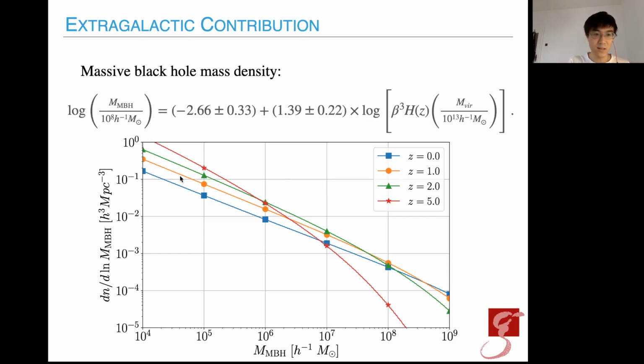So in this plot, I plot the massive black hole's number density versus the mass of supermassive black holes, and different color means different redshift. And you can see that in the early universe, for example, z equals 5, the red line, the more massive black holes are more rare. And in the late universe, as the massive black holes grow up, then there are more massive black holes.